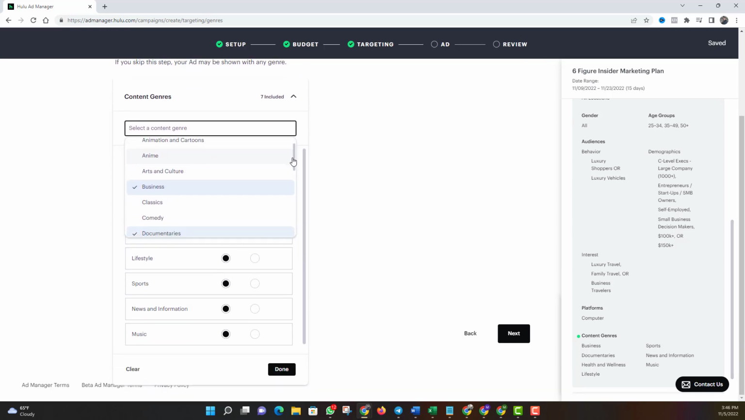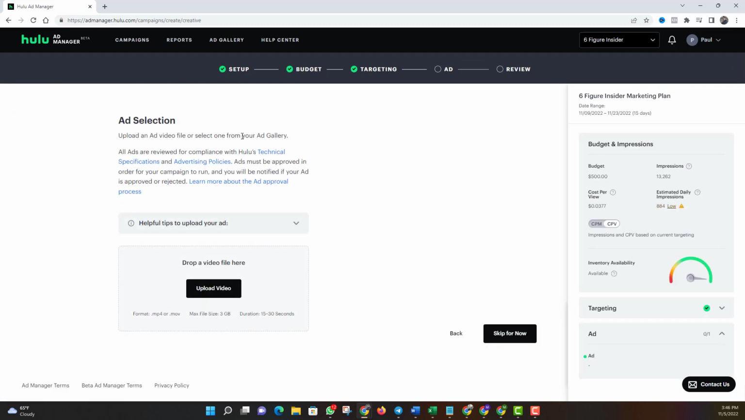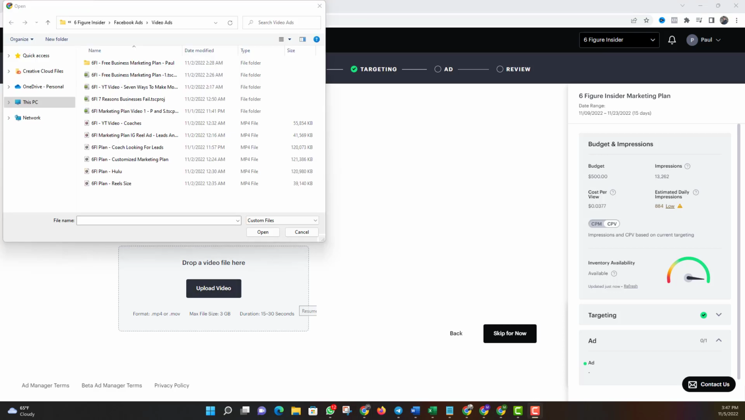You've got action, adventure, animal, cartoons, anime, arts. So they make this very intuitive for you to go through the process. So now we're going to click on done, and then we're going to go to next here. And in this spot, this is where we're going to upload our video, and the duration is going to be 15 to 30 seconds for the video. So I'm going to grab a video here, and we're going to upload our video here and drop it in here to see how it fits in these parameters.